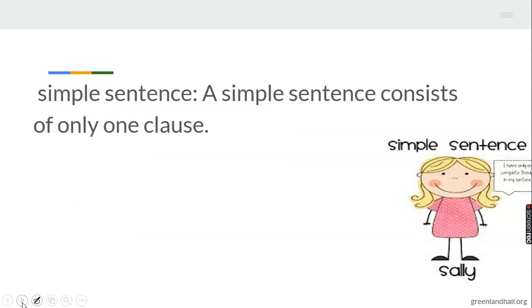A simple sentence is what kind of sentence? Why do we call it a simple sentence? A simple sentence consists of only one clause. That's a simple sentence. It has just one clause. Why is it simple? Because it is just simple. There's just one clause in it.